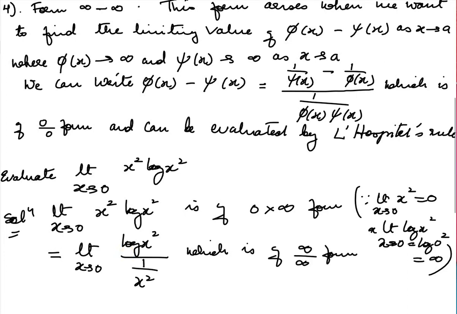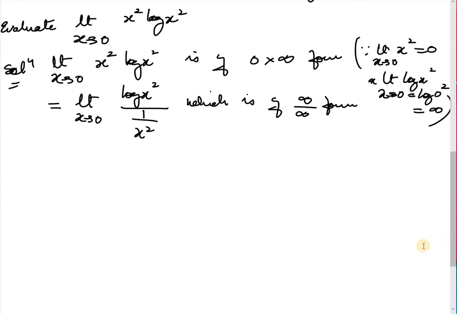So we can use the L'Hopital rule for infinity by infinity form in order to evaluate this one. What you need to do is differentiate the numerator separately and the denominator separately. If you differentiate the log of x squared, you get 1 by x squared into the differentiation of x squared, which will be 2x.